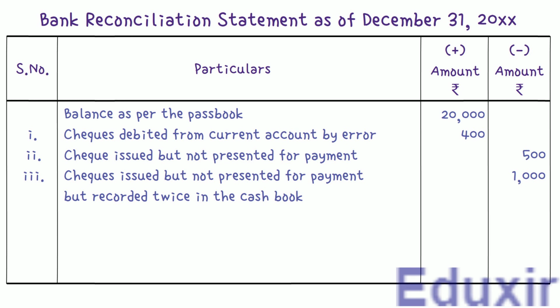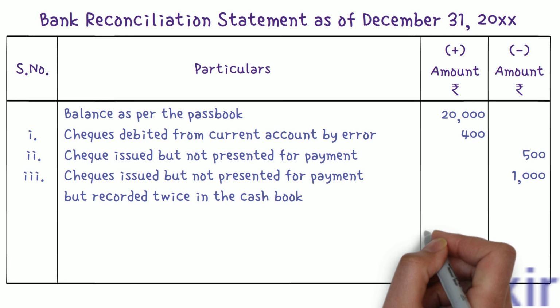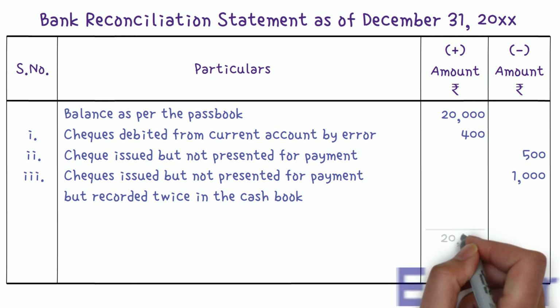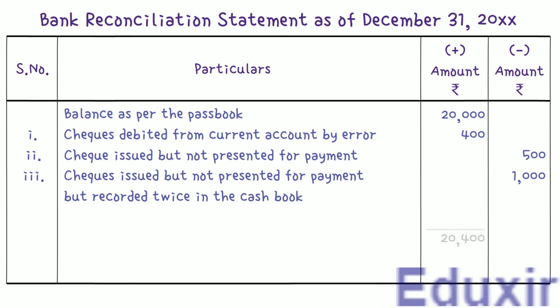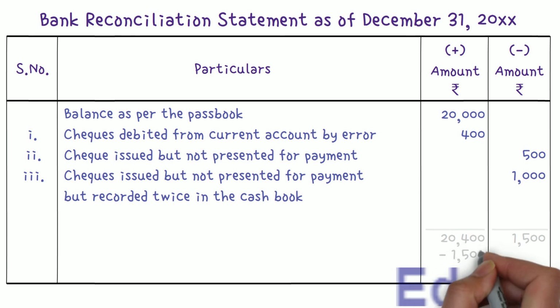The next step is to find the balance as per the cash book. Now the total of all the entries in the plus amount column is 20,400 rupees. And the total of all the entries in the minus amount column is 1,500 rupees. From 20,400 rupees, if you subtract 1,500 rupees, we get 18,900 rupees. This is the cash book balance, and now let's record this.